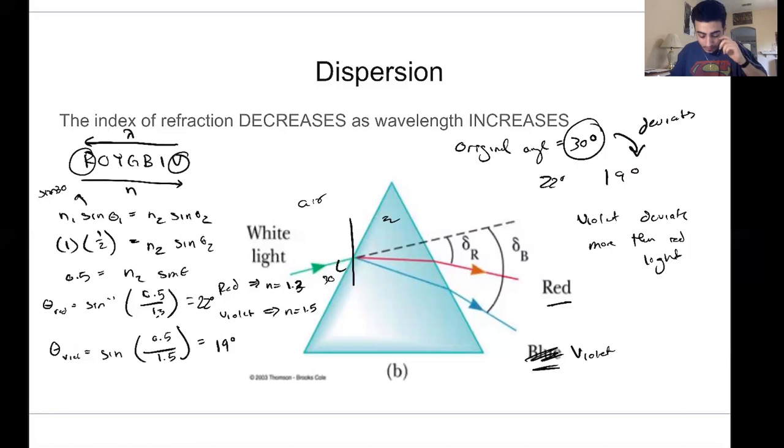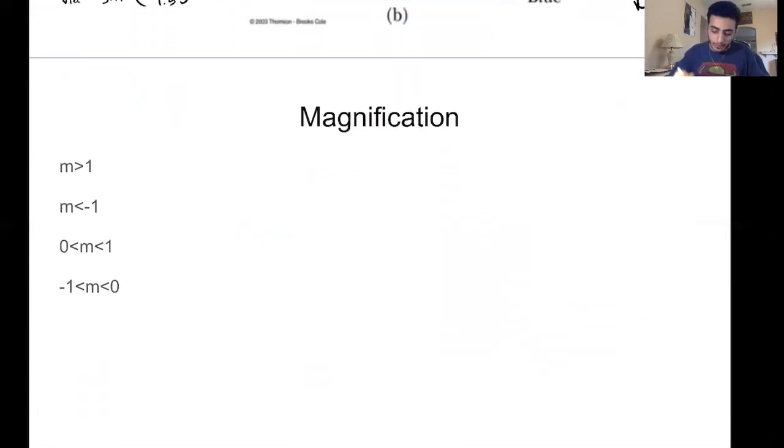Even more so than that, we can say that a higher index of refraction will deviate more than a lower index of refraction. So in terms of the wavelengths of the visible light, the higher the wavelength, the less deviation that we have. The higher the index of refraction, the more deviation we have. They're basically synonymous statements. So let's talk about magnification.